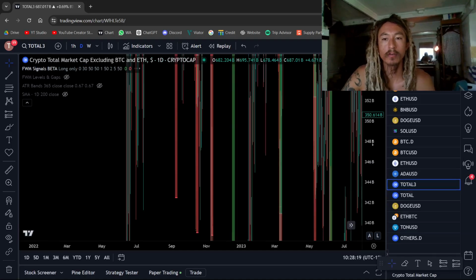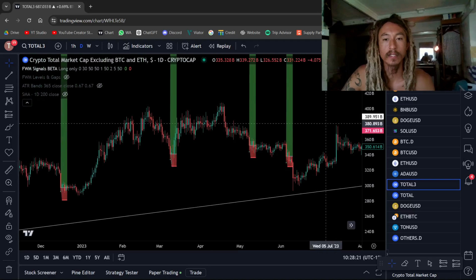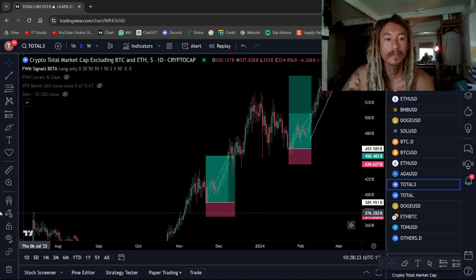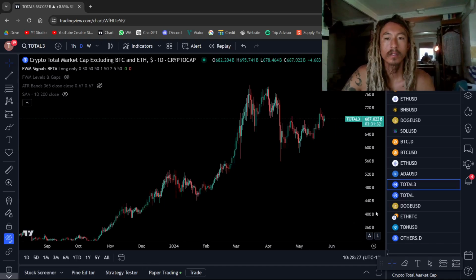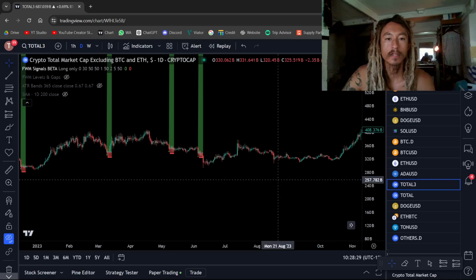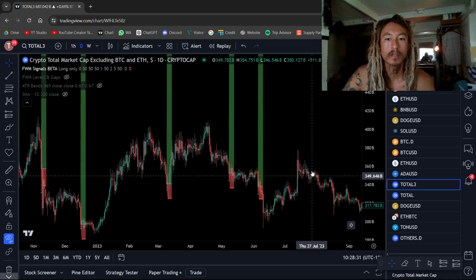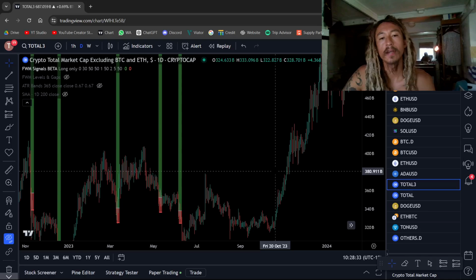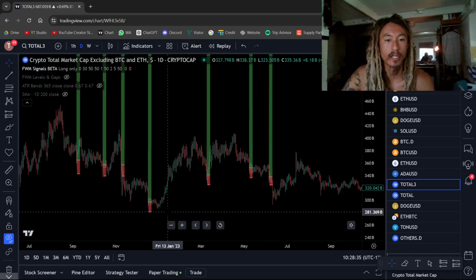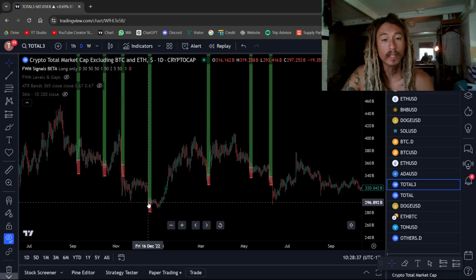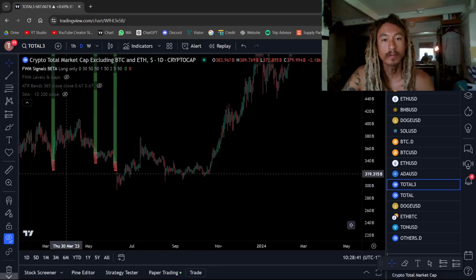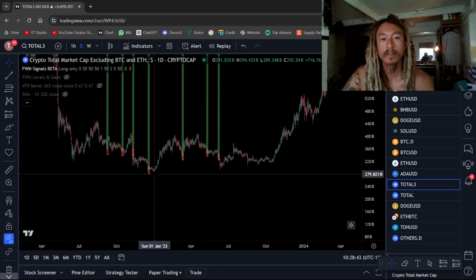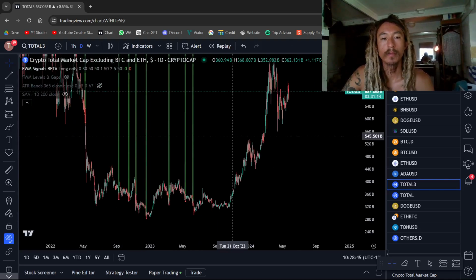Let's look at total 3, which excludes Bitcoin and ETH, and see how the signal does here. Hide drawings. Really, no signals. Yeah, okay, the signal needs adjusting. We got the December 22 bottom. Perfect. And that's all you really need, is run it up from there.